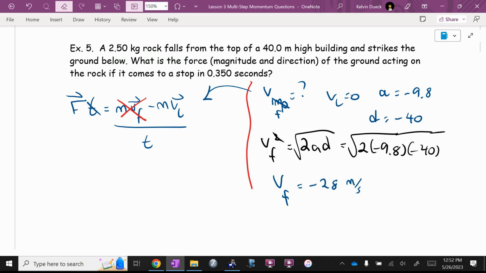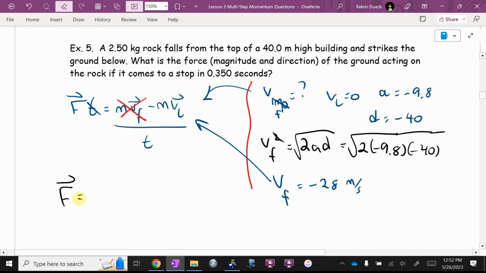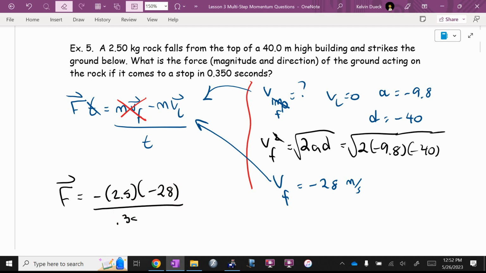By the way, here's what else we've decided. Jackson, what direction is negative in my question now? Okay, so if I get a negative F, that will be, and if I get a positive F, that will be, okay. The impact force is going to be negative m, 2.5, negative 28, divided by 0.350 seconds. Pardon me? I have no idea what the answer is. Time to go to my calculator.